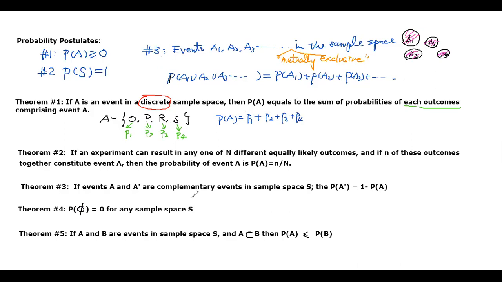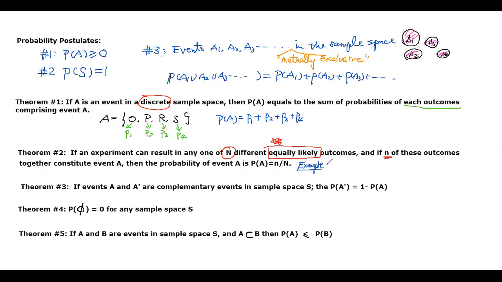Okay, let's take a look at theorem number 2. This one is also very common sense. Let's look at the keywords. Say the experiment results in any of N different equally likely outcomes, where N is the total number of outcomes in the sample space. This is a very important thing here: in your sample space, every outcome is equally likely. Then if the event A is composed of n outcomes, the probability of A is just equal to little n over capital N.